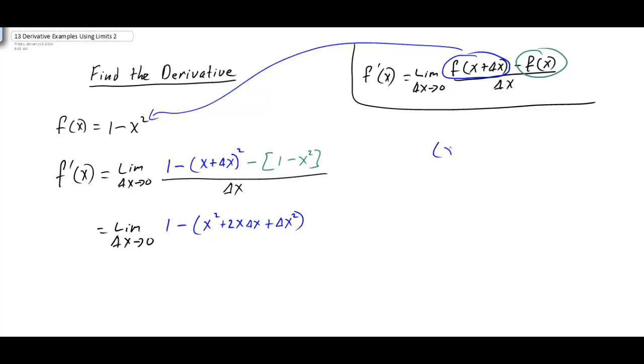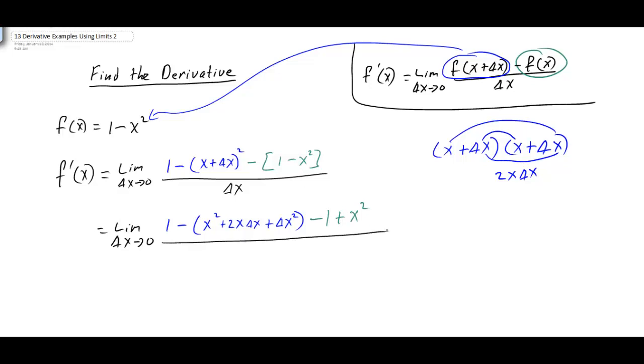Now keep in mind that means you're going to take x plus delta x times x plus delta x, and you're going to have to FOIL this out. So you're going to take x times x, and then you're going to take x times delta x times two, and that's where we get the 2x delta x. And then, of course, delta x and delta x gives us the delta x squared. And if we distribute the negative sign now for the last part, we get negative 1 plus x squared, all divided by our delta x.